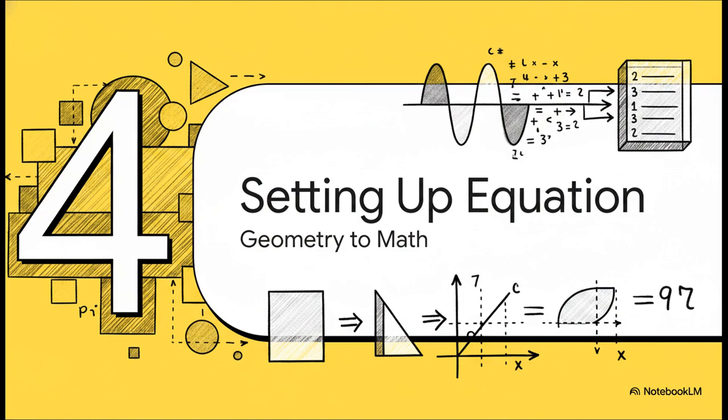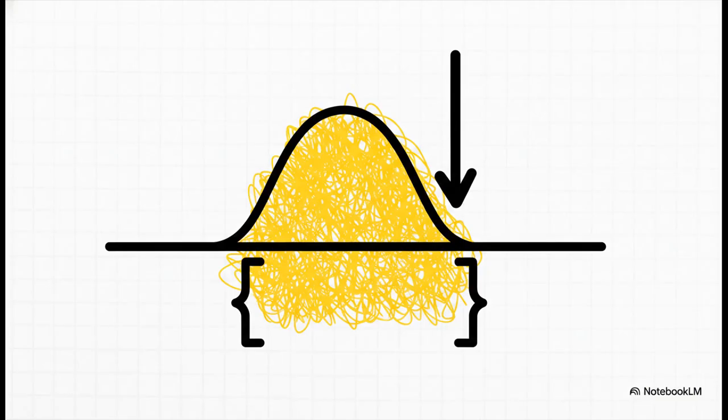Section 4. Setting up the equation. With that geometric visual of the shaded half-cycle locked in your mind, let's translate that picture into numbers. The crucial point here is how we define the math of that shape. The curve we just looked at represents the instantaneous current.